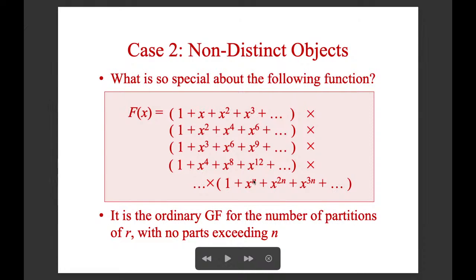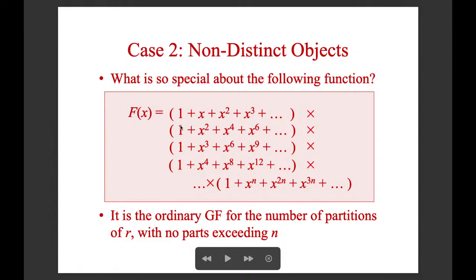And here we let n be some large number. Let's say n is equal to 100. Okay. Now, in order to get the coefficient of x to the power 4, we need to find all the different ways such that the product of this polynomial will give us x to the power 4 as a result.